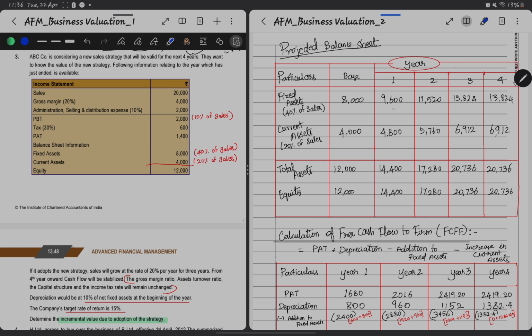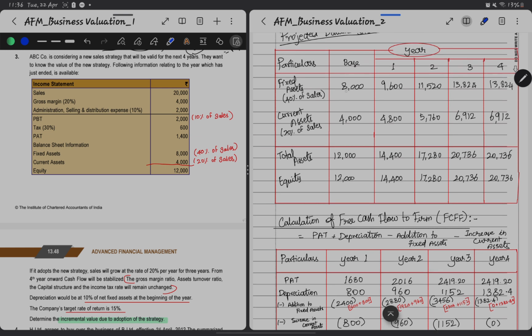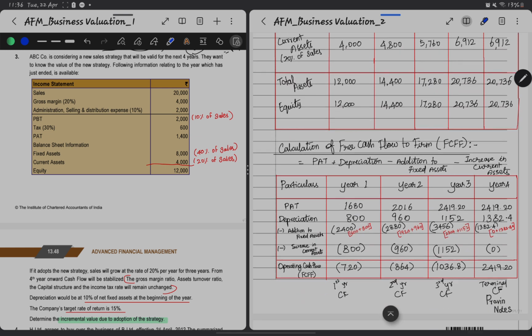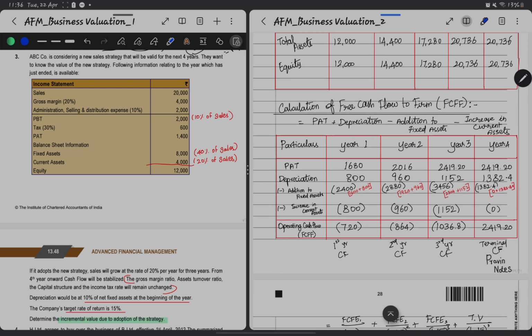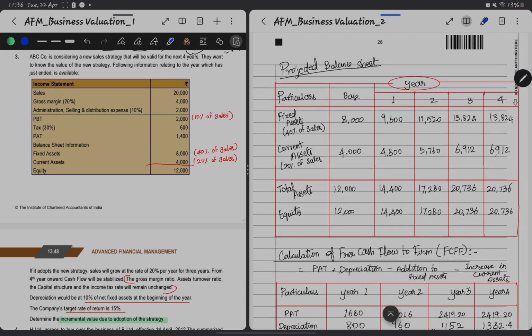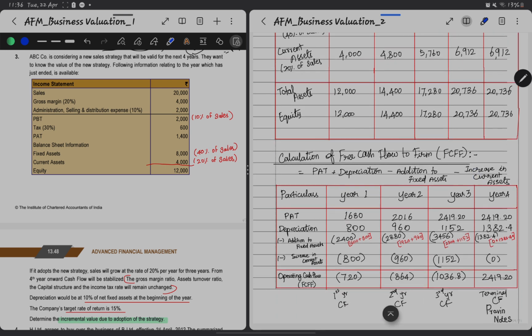Because this is year 0, base is considered as the year 0, then year 1. So whatever year 0 will be the beginning for year 1. That's what is the assumption. So here 8,000 is the year 0, which is beginning of base 1, multiplied by 10% will give us depreciation for year 1. Then year 2 depreciation is year 2's beginning, nothing but year 1 closing. So 9,600 multiplied by 10%, that will give us this. And then for year 3 it is 11,250, 10%. For year 4 it is 13,824.